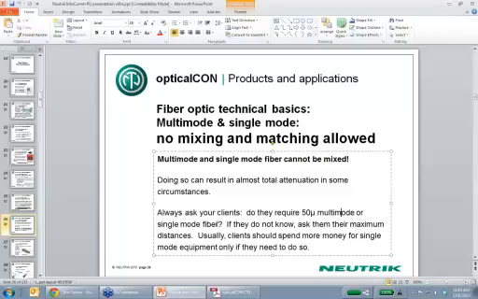And then as I say here, usually clients should spend money for single mode equipment only if they need to do so. So again, if it's broadcast, something like that, okay, they need to spend the money. If it's not broadcast and they have an option, if they don't have long distances, they will typically save money with multimode cable.